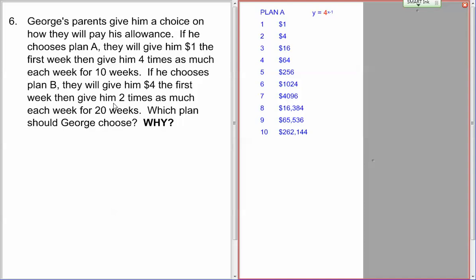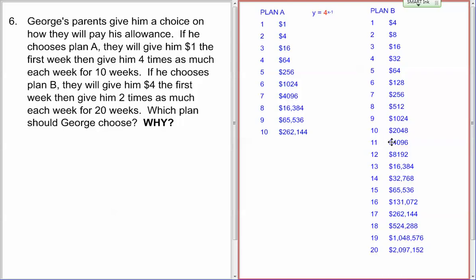Next, if he chooses plan B, they'll give him $4 the first week and then give him 2 times as much each week for 20 weeks. So you can see here after 10 weeks, yeah, I mean, plan A would be a lot better. But because plan B goes out to 20 weeks, it ends up being over $2 million. Again, $2 million is a lot more than $262,000. Either way, a very good allowance, but given the choice, I think I'd take the $2 million.